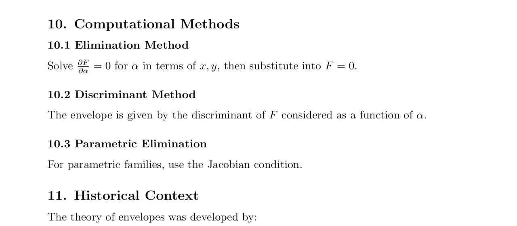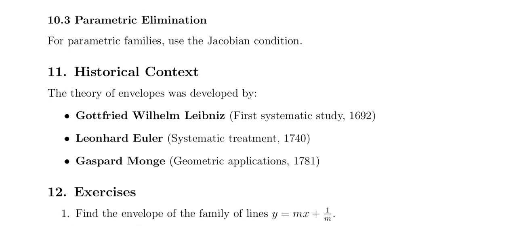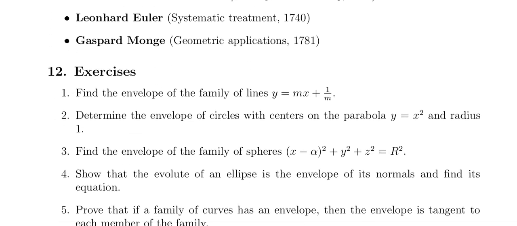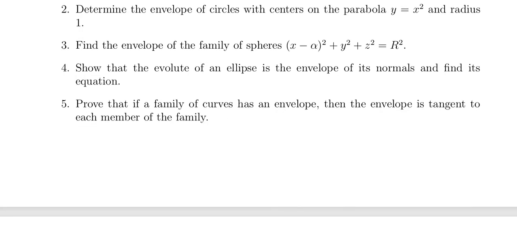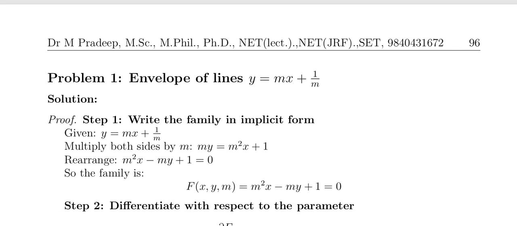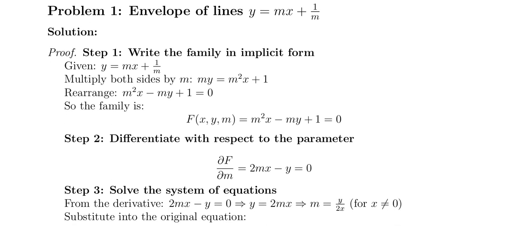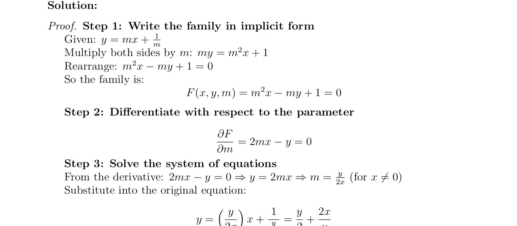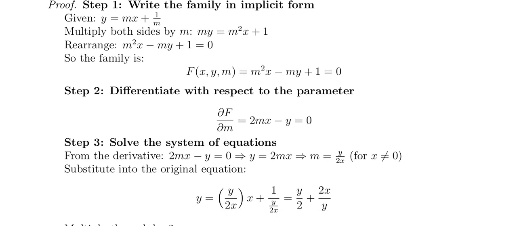And this is the family of lines. These are very simple problems. Envelope of the lines y equal to mx plus 1 by m. Multiply both sides by m, then we get a quadratic equation in m. The family of straight lines is f of x, y, m, and setting dou f by dou m equal to 0, we get y equal to 2mx.